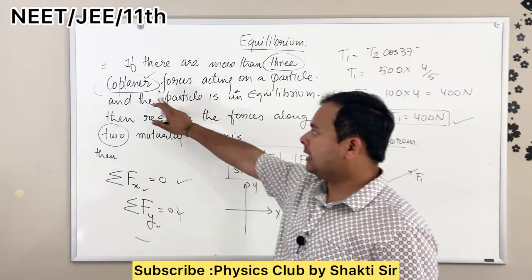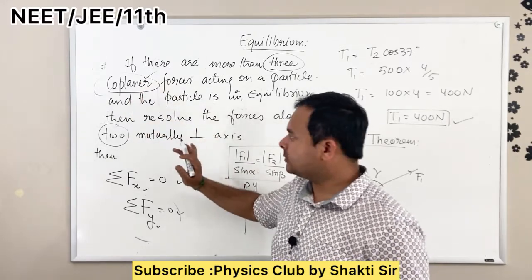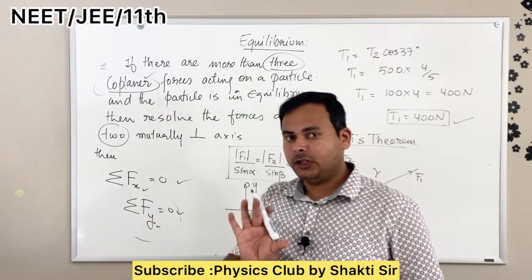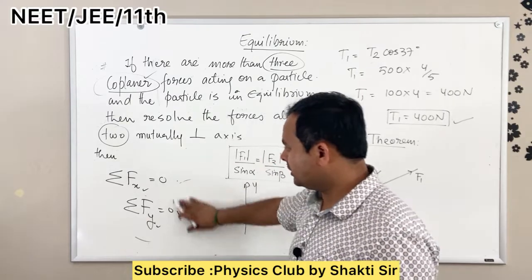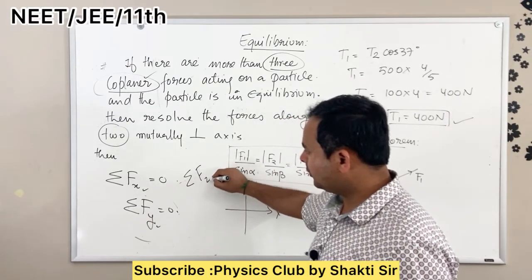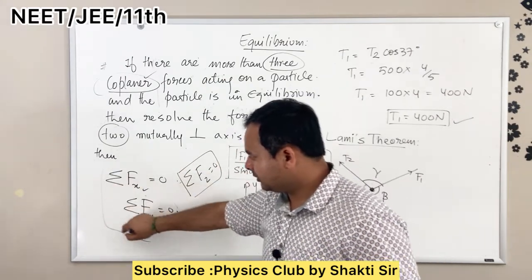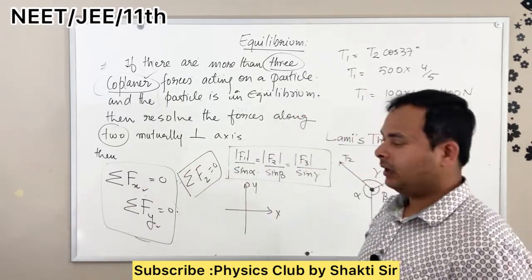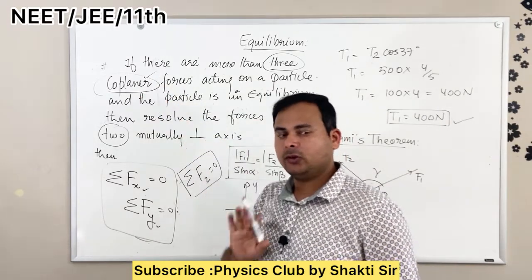Now the next point. If the forces are non-coplanar, then we will consider three mutually perpendicular axes, and with these two conditions we also write the third one, that is the sum of forces along the z-axis equals 0. So these two plus this one. This situation arises when we have non-coplanar forces.